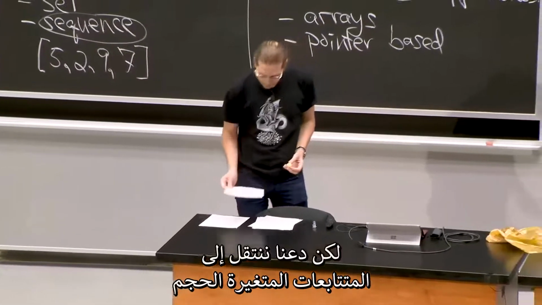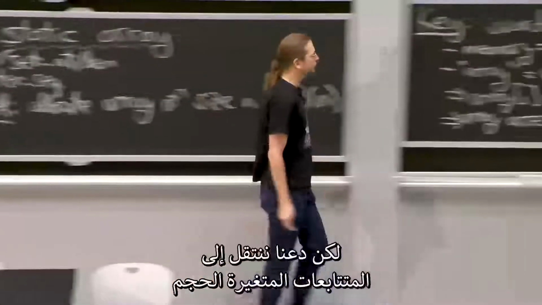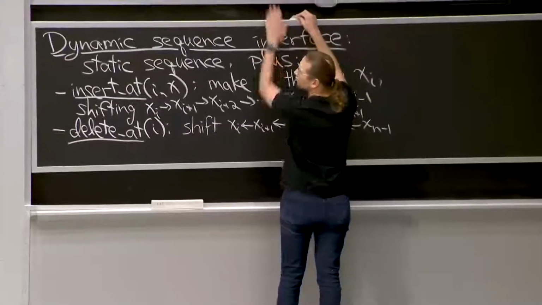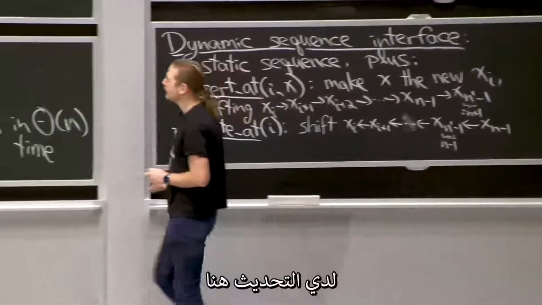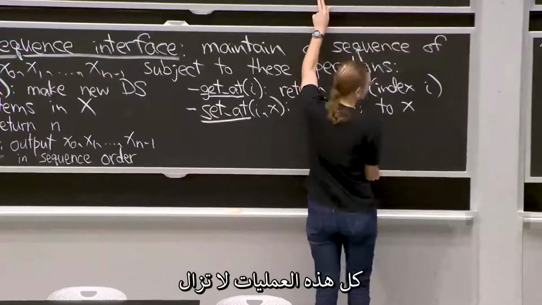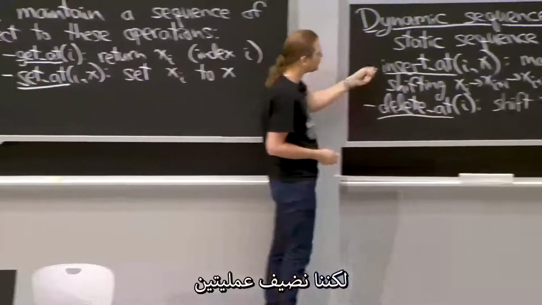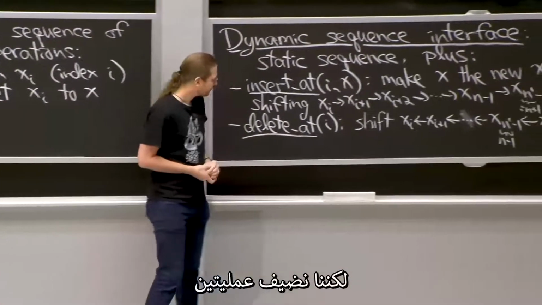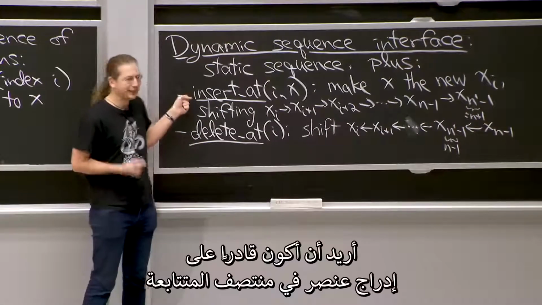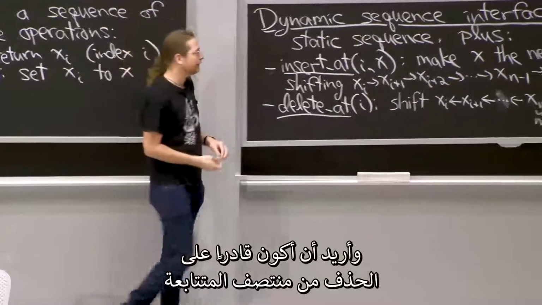But let's move on to dynamic sequences, which is where things get interesting. So I have the update here. We start with static sequences. All of these operations are still something we want to support in a dynamic sequence, but we add two dynamic operations, somewhat controversial operations, they're exciting. I want to be able to insert in the middle of my sequence, and I want to be able to delete from the middle of my sequence.